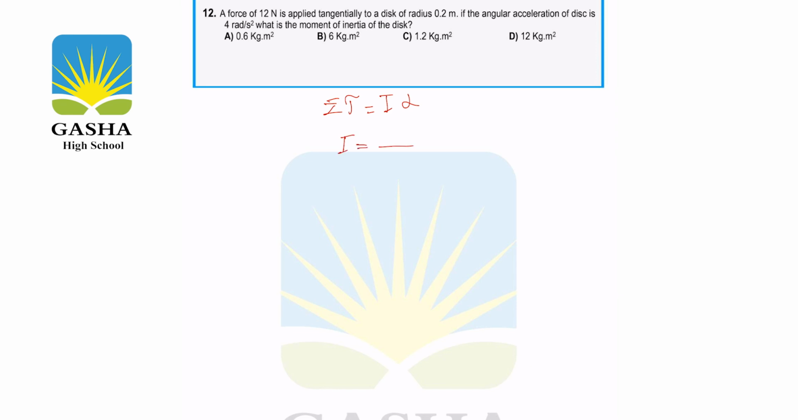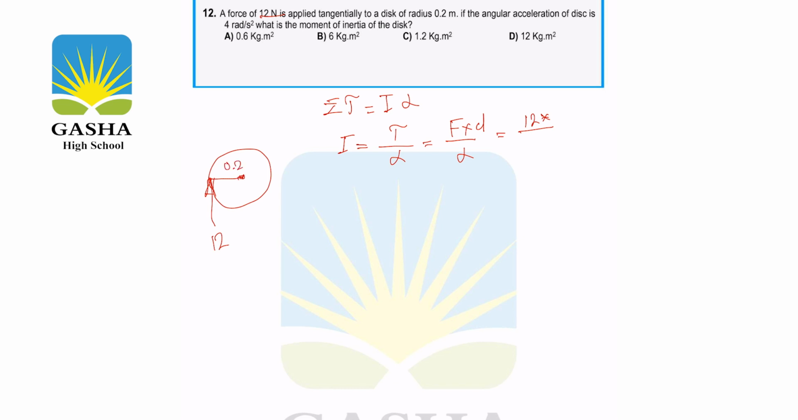So how do we find the moment of inertia? It is equal to torque divided by alpha. We don't have the torque, but we can find it using the rule of torque, which is F times d, divided by alpha. The force that acts on the disk is 12 Newton, so 12 times, acting tangentially on the disk of radius 0.2 meter.